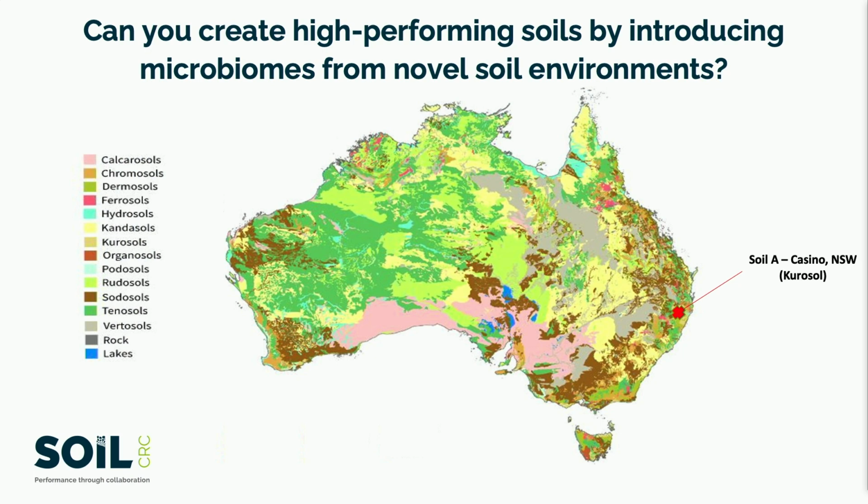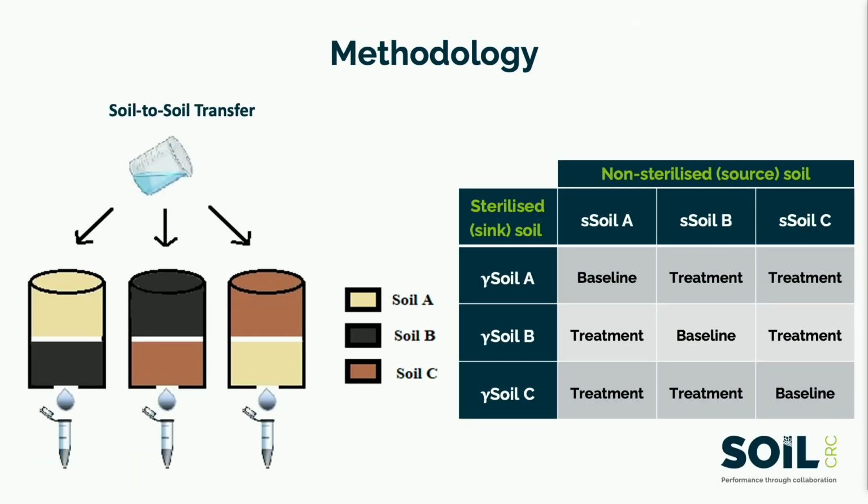To answer this question, I took a curacol from Casino in northern New South Wales, which I'm calling Soil A. That'll be important later. A calcareosol from Hartfield site in South Australia, and a chromosol from southern New South Wales in Wagga. And I used a methodology developed out of the United States called soil-to-soil transfer, which is putting two soils on top of each other, using filter paper as an intermediary to stop the soil particles getting through, and then flushing the microbiome down into that sink soil.